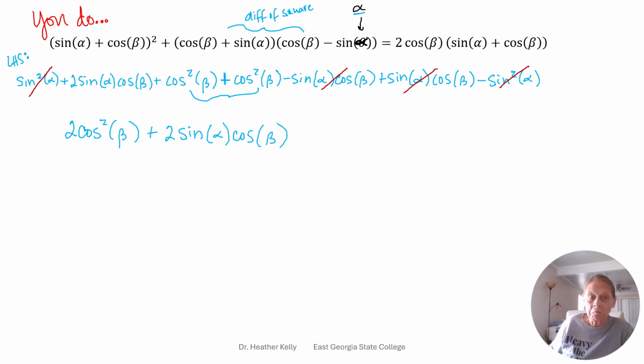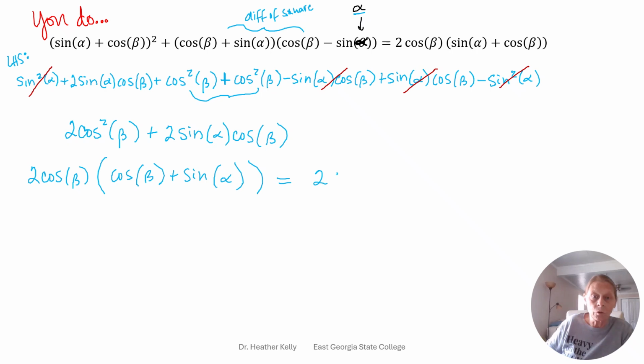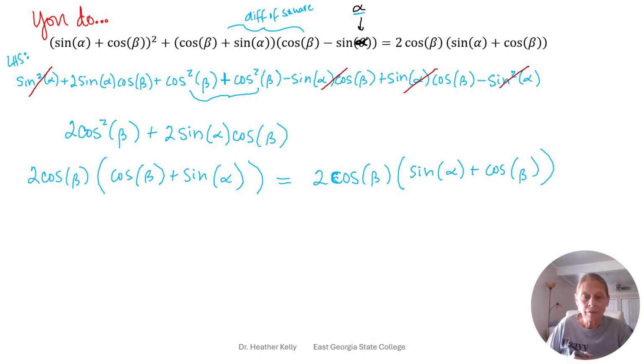and if we factor a 2 cosine beta out of here, then we're left with cosine beta plus sine alpha, which is absolutely equal to 2 cosine beta times sine alpha plus cosine beta. All right, so get it done. Y'all have a good day.